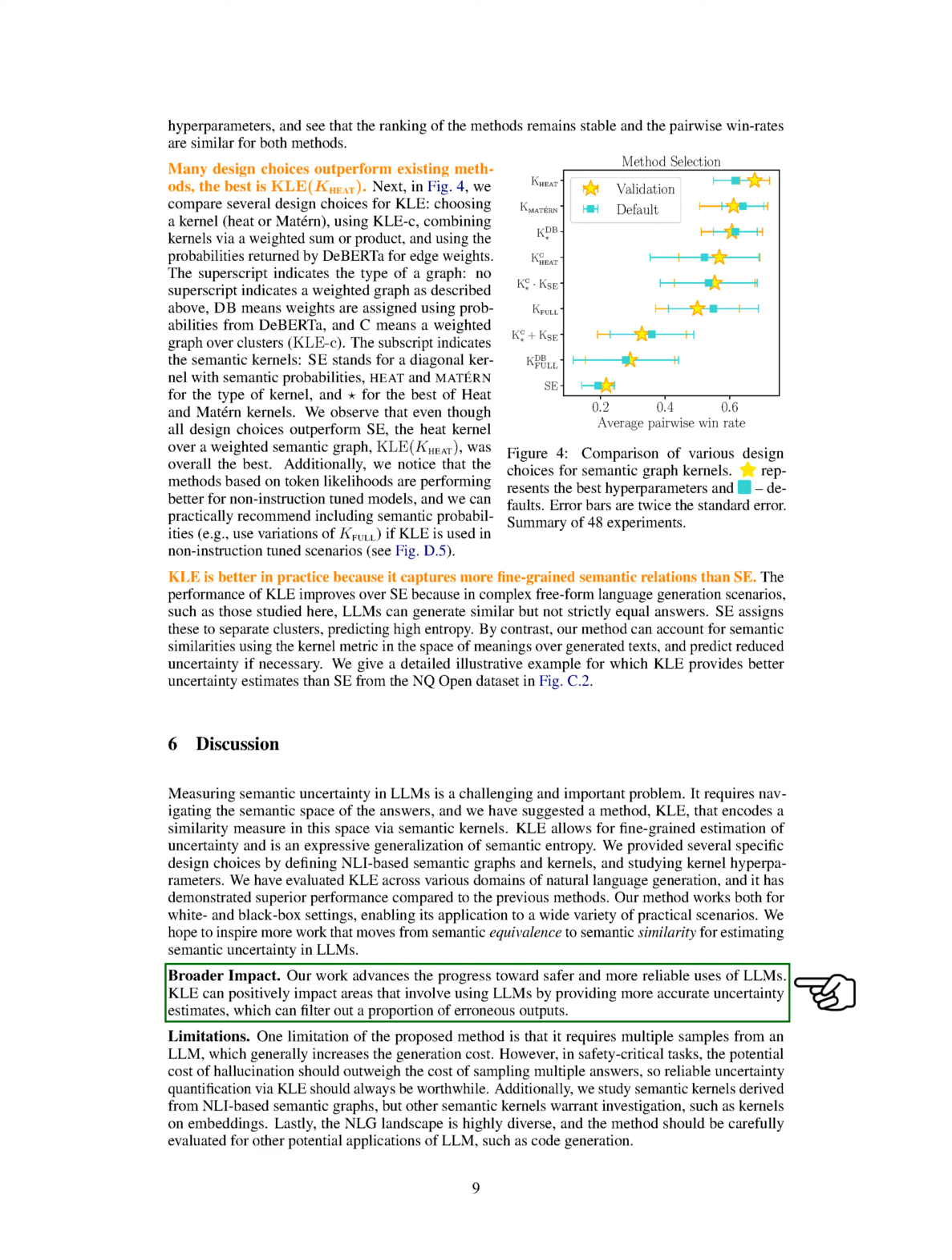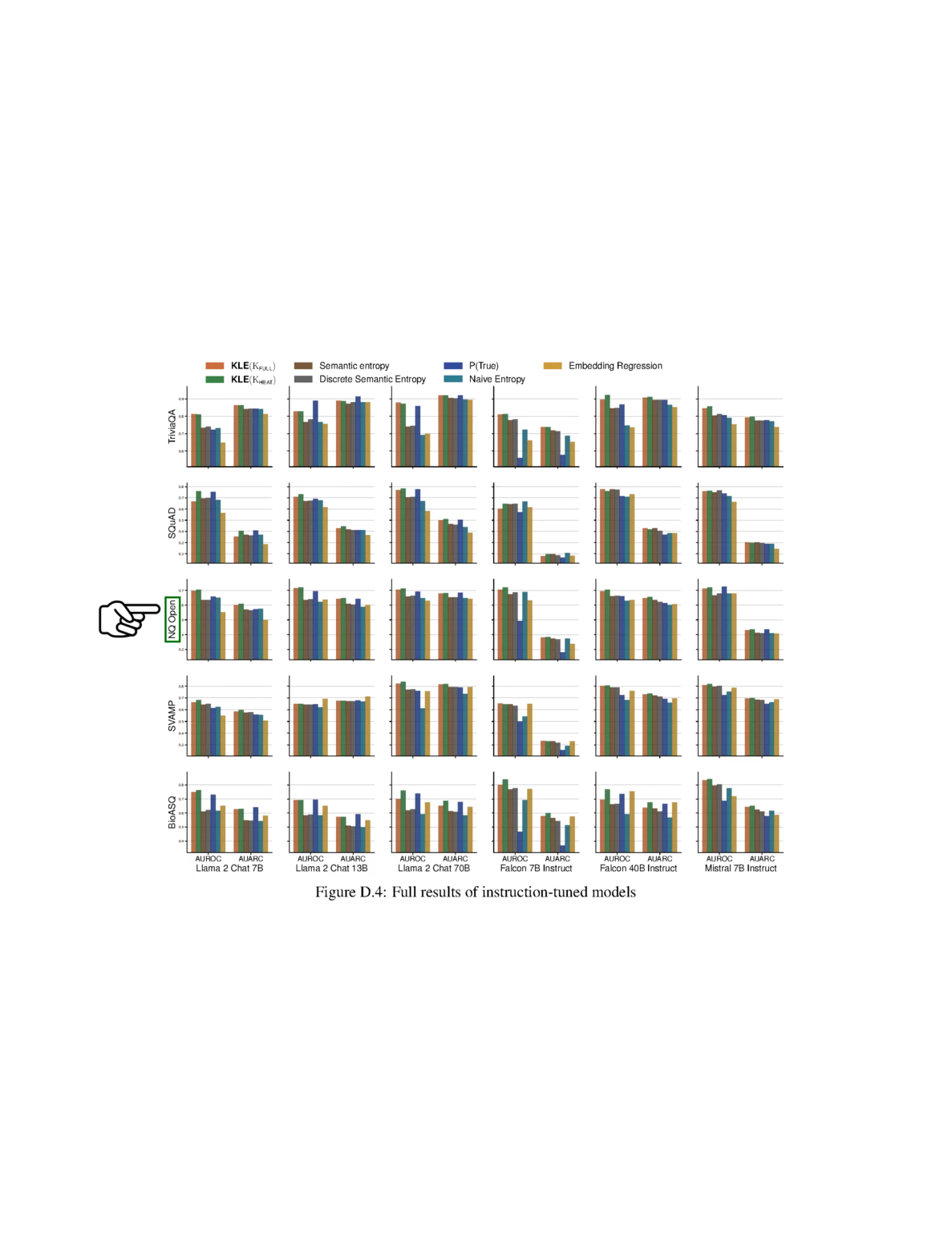However, in critical safety tasks, ensuring reliability in uncertainty estimation through KLE is crucial, outweighing the cost of generating multiple answers. While we concentrate on semantic kernels from NLI-based semantic graphs, exploring other semantic kernels like embeddings is also important. Lastly, given the diverse nature of NLG applications, it is essential to carefully assess the method for other potential uses of LLMs, such as code generation.